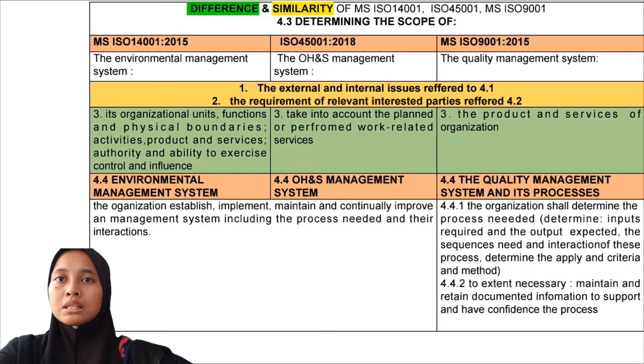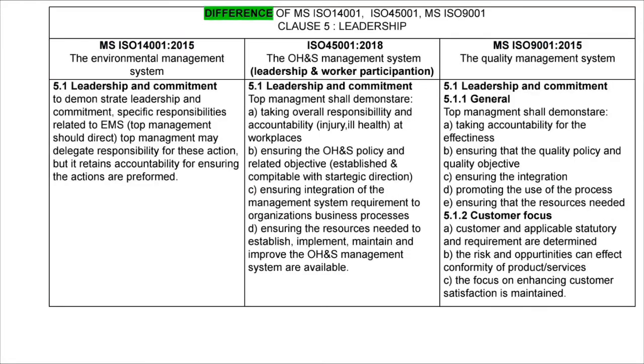For the quality management system and its processes, 4.4 is separated into two points, 1 and 2. The organization shall also determine the processes needed, such as the inputs required and outputs expected. Then point 2 is to the extent necessary, maintain and retain documented information to support the processes and have confidence in them.